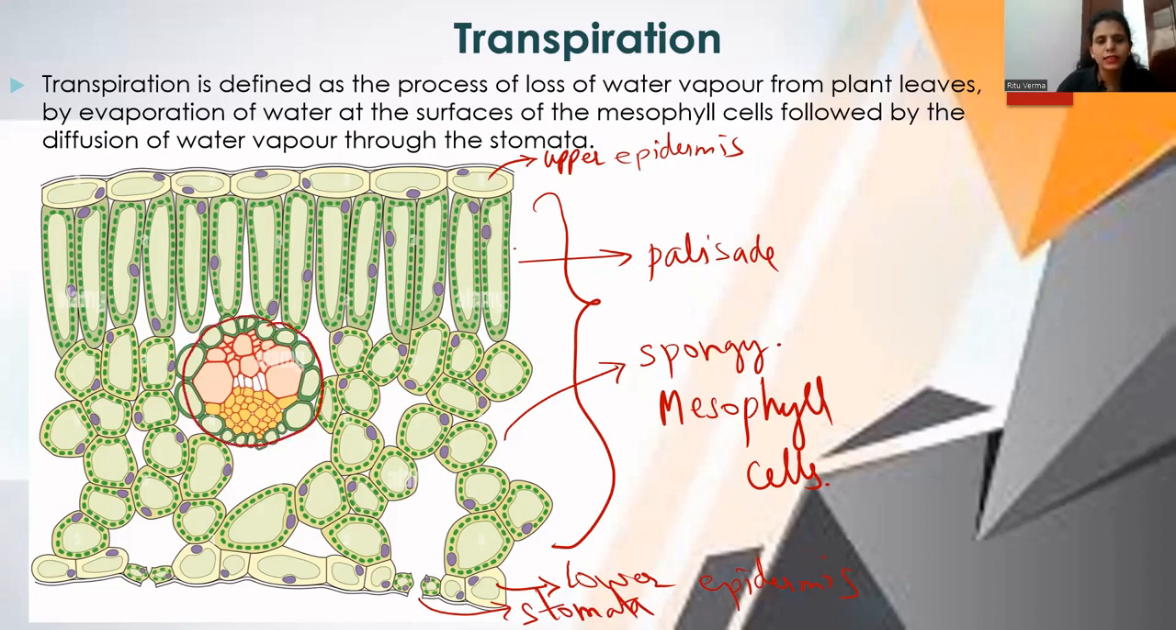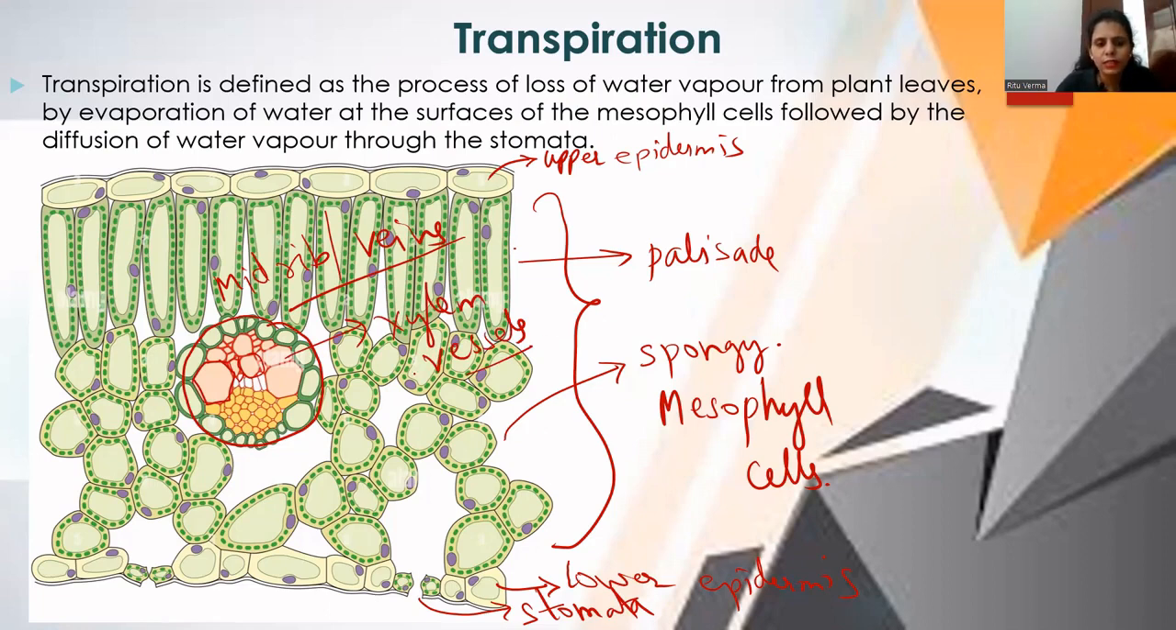This vascular bundle is present in the midrib, or different veins of the leaf. In this vascular bundle we have two types of vascular tissues, phloem and xylem. All these thick walled cells are the xylem vessels, and these xylem vessels help in conduction of water and minerals throughout the plant.